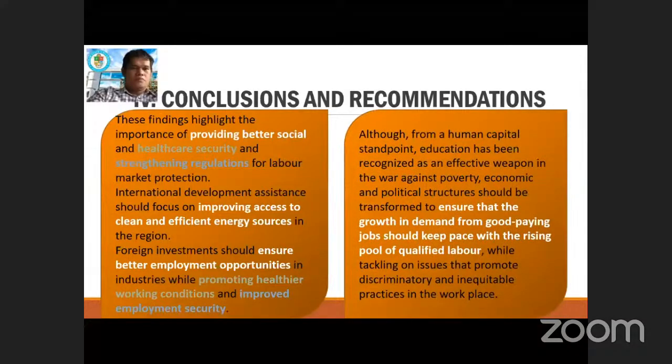Although from a human capital standpoint, education has been recognized as an effective weapon in the war against poverty, economic and political structures should be transformed to ensure that the growth in demand for good-paying jobs keeps pace with the rising pool of qualified labor, while tackling issues that promote discriminatory and inequitable practice in the workplace.